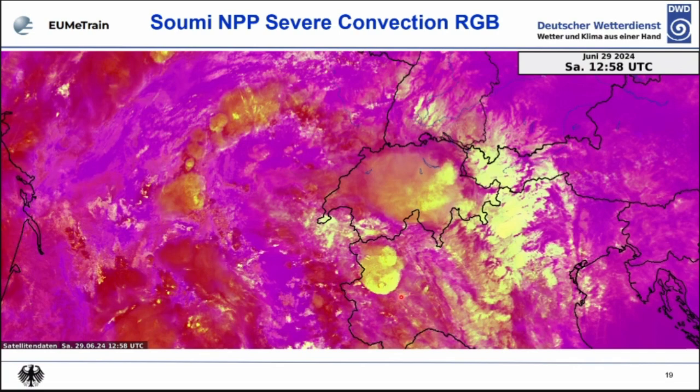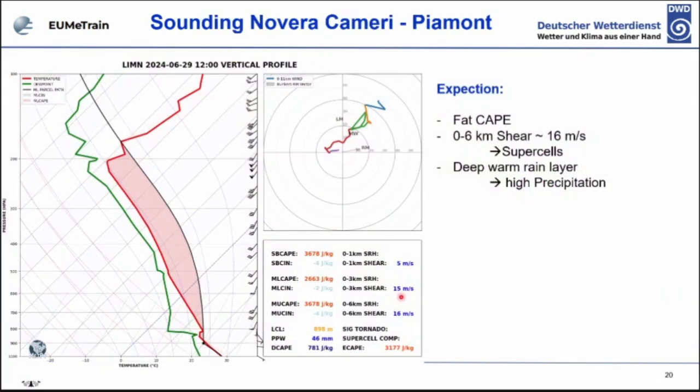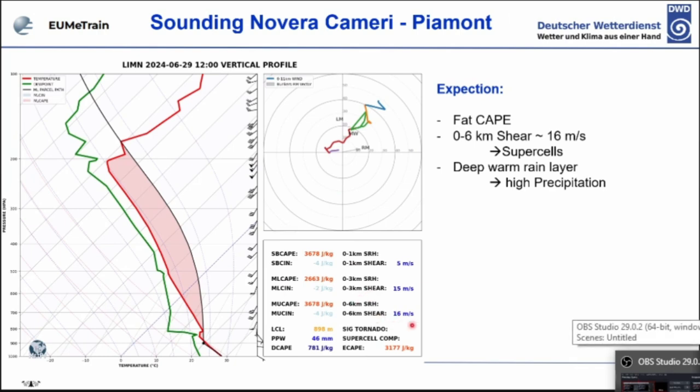But let's focus on this storm. There was a sounding available for Novara Cameri. It's in Piedmont, in northwestern Italy, near the storms. And what you see here is very fat CAPE. You have CAPE values, ML CAPE around 2,600 joules per kilogram. It's really a lot. And there's also sufficient shear here, 60 meters per second, to produce supercells.